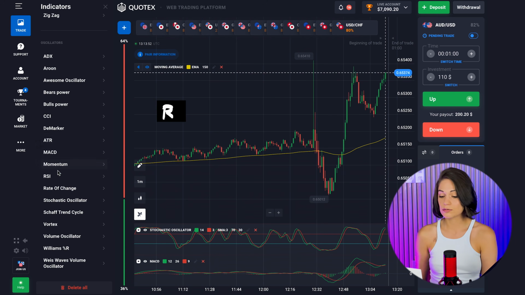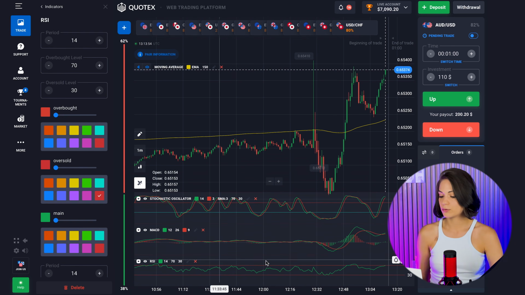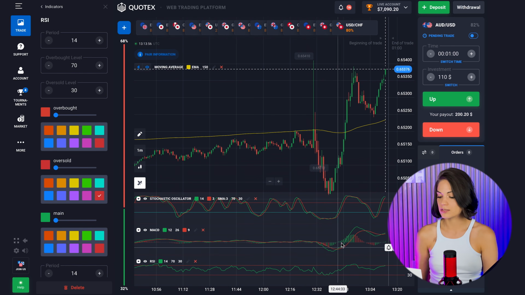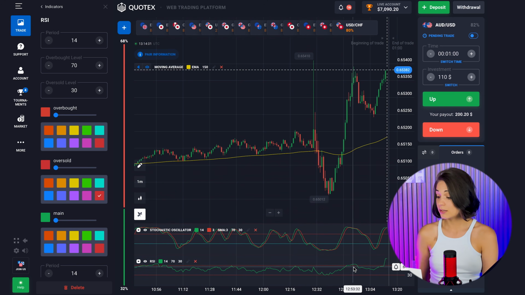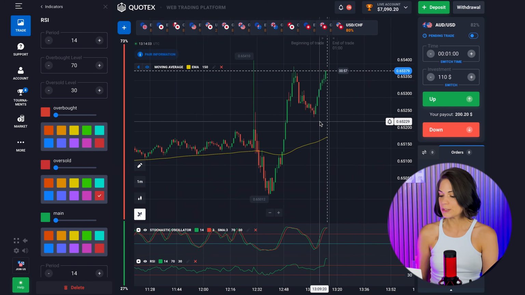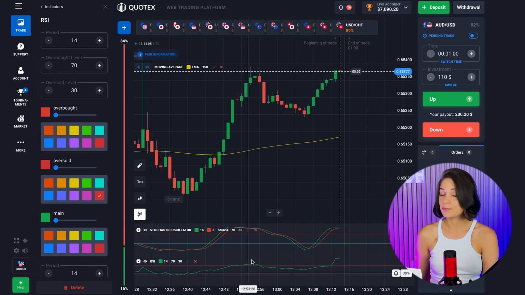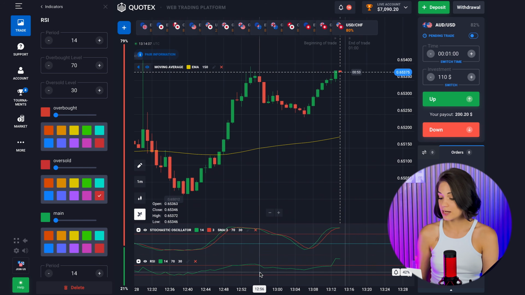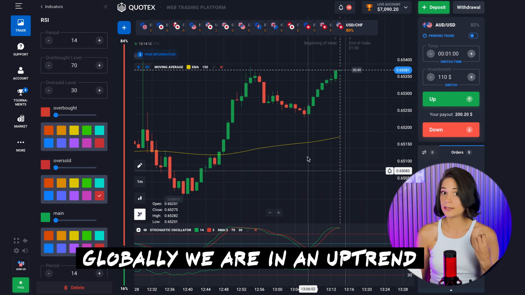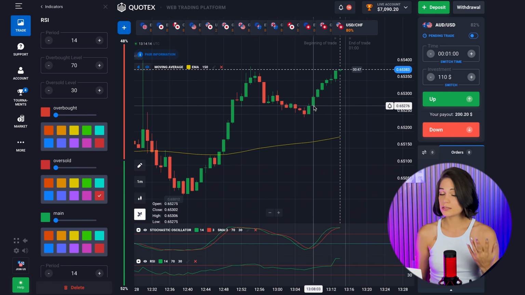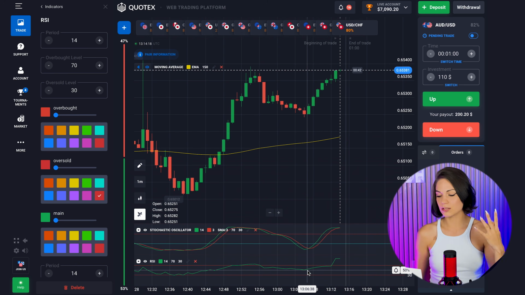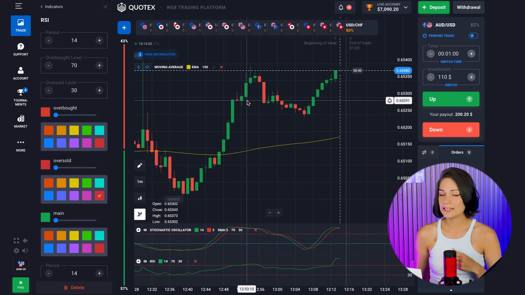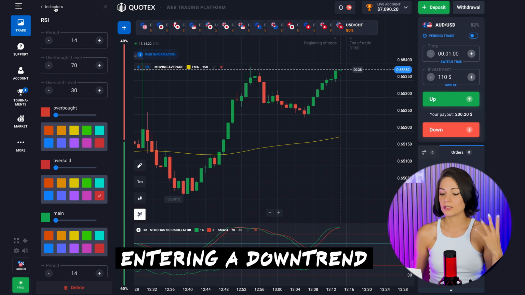Of course I use RSI as well. It also gives us the ability to find oversold and overbought areas, just like stochastic does, and also it gives us the opportunity to find the momentum when the price is higher than the 50% level. That means that globally we are in the uptrend, and of course that means that it's better for us to enter into trades for the uptrend. And of course if it's lower than 50% on RSI, it's a good momentum for entering a downtrend.